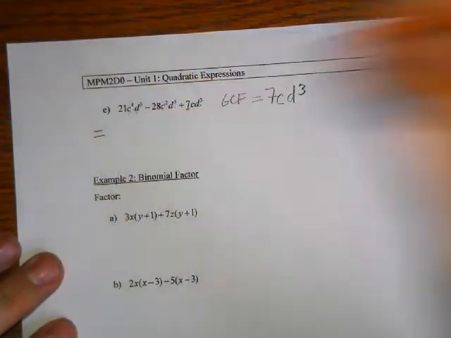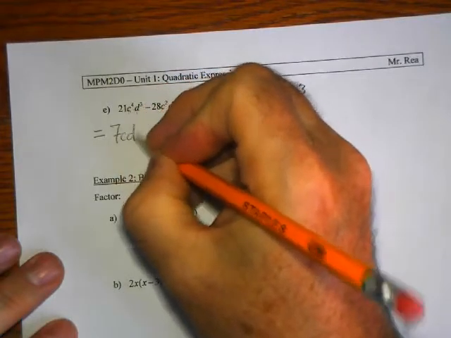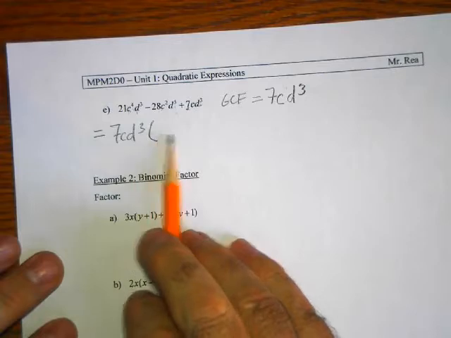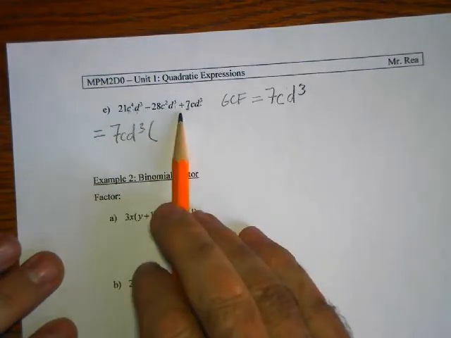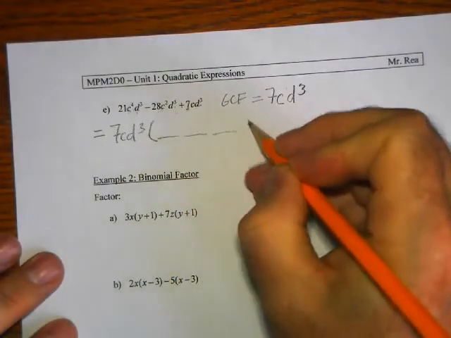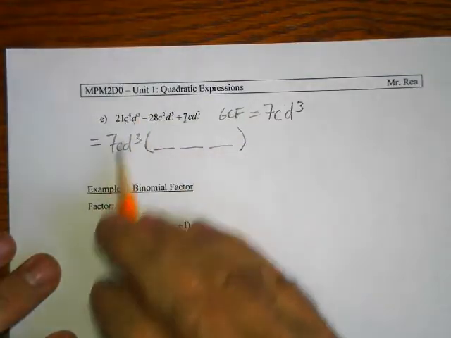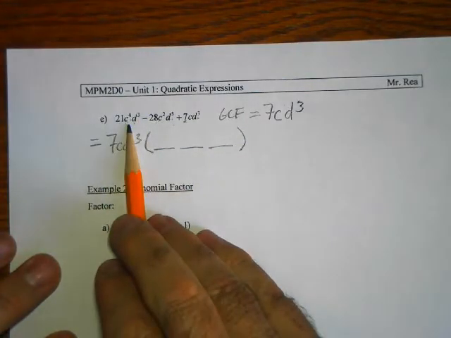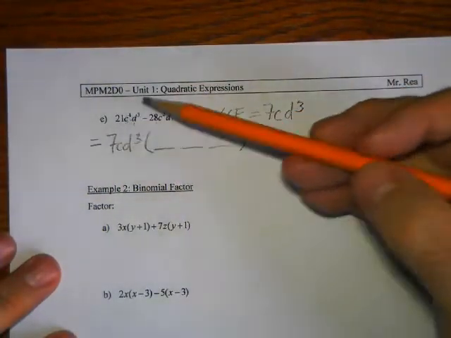Now that I've got my greatest common factor, I can write that out front. Now, inside the brackets, remember I told you, you have to leave enough room for the same number of terms that were in the question. So I'm actually going to have 3 terms here. Okay, and now what do I have to multiply 7cd cubed by to get 21c to the 4th d cubed? Take your time on this, break it into parts.